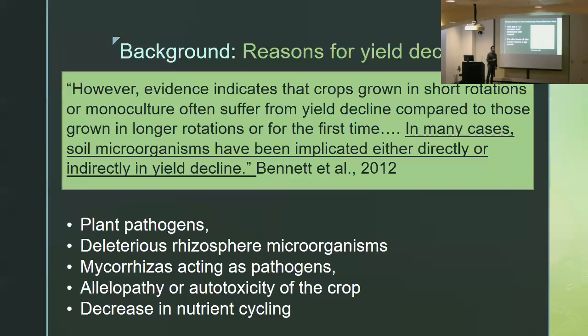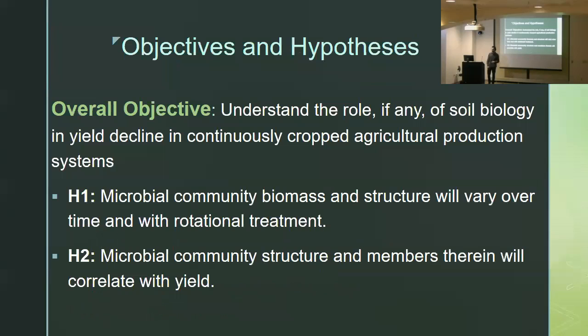There's evidence of some of the causes of this yield gap, and in many cases, microorganisms have been either directly or indirectly involved. Some examples are plant pathogens, allelopathy, or a decrease in nutrient cycling. So the objective of my research was to understand the role of soil biology in yield decline in continuously cropped agricultural production systems. My first hypothesis is that microbial community biomass and structure will vary over time and with rotational treatment. The second hypothesis is that microbial community structure and members therein will correlate with yield.